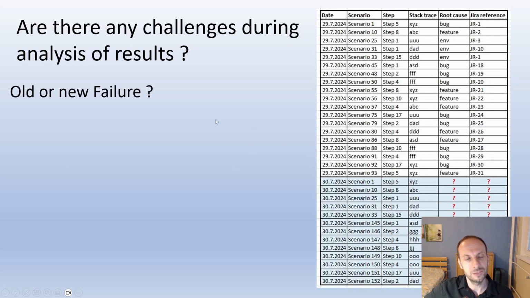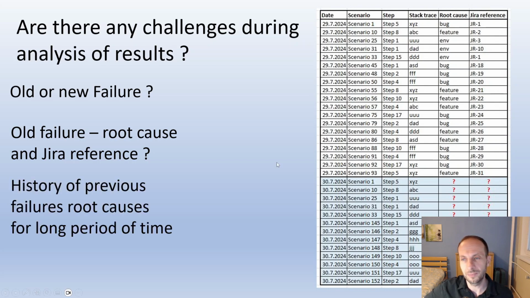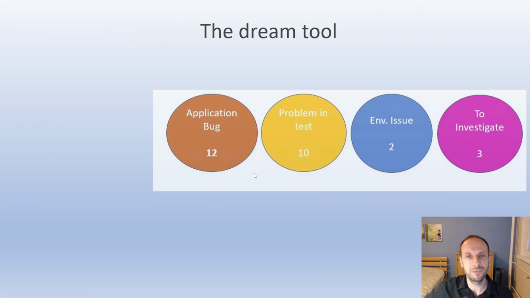So what are these challenges? We need to know if it's an old failure or a new failure. If it is an old failure, we need to know what's the reason of the failure and what's the Jira reference. And also we need to remember or track somewhere the history of previous failures and the reasons, so that when the same failure appears, you will not spend a week investigating and find out, oh, okay, this was 1 month or 2 months ago, but I didn't remember that it's the same. Okay, so these are the challenges, and I was thinking about the dream tool.